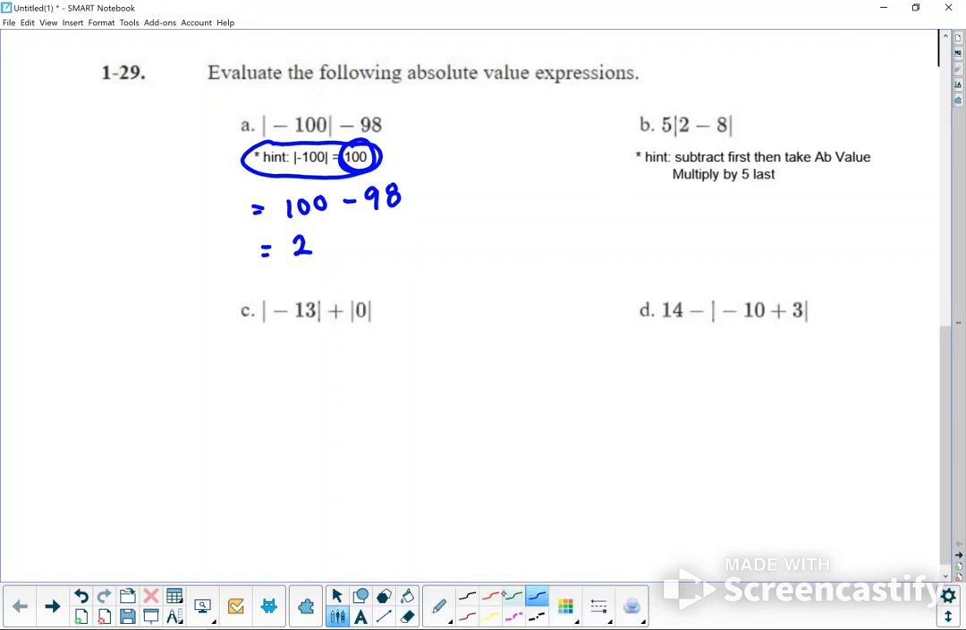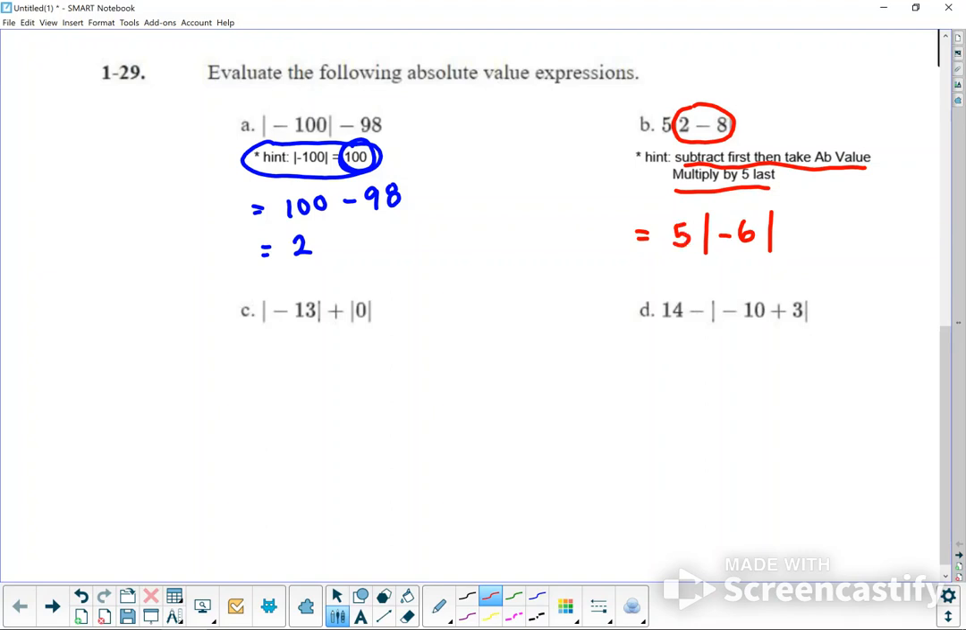All right. Next one. Okay, and here's a hint. Subtract first, and then take the absolute value, and then multiply by 5 lastly. So you got to make sure you subtract inside the absolute value. So 2 minus 8, and you still have the absolute value because we haven't done any absolute value yet. If you're having trouble, use a calculator, but 2 minus 8 gives you negative 6. Okay, so you found that.